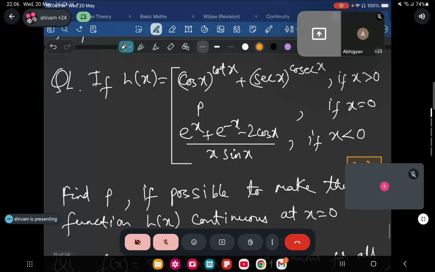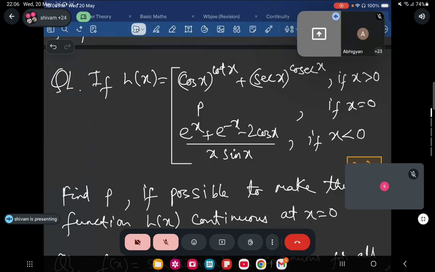Number two. Okay, let's start. Over here it is given h of x equal to cos x whole to the power cot x plus sec x whole to the power cosec x, for x greater than 0, and it is equal to p if x is equal to 0, and it is equal to e to the power x plus e to the power minus x minus 2 cos x if x is less than 0. You need to find out p if possible to make the function h of x continuous.